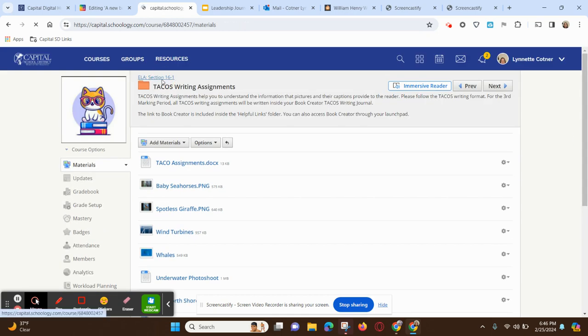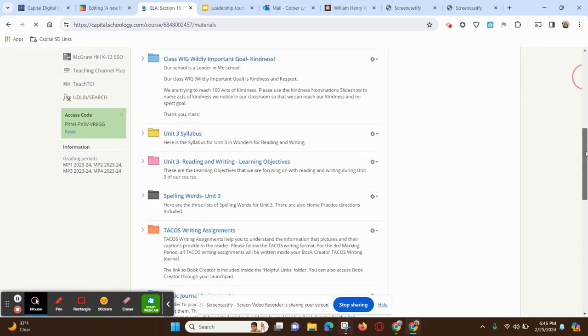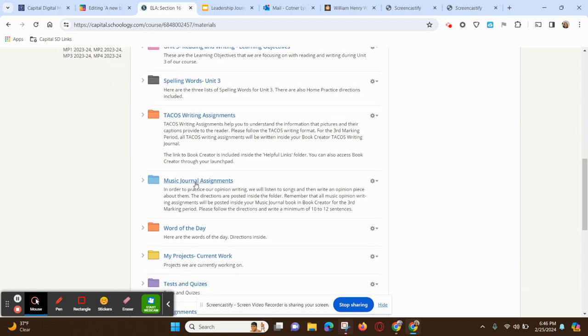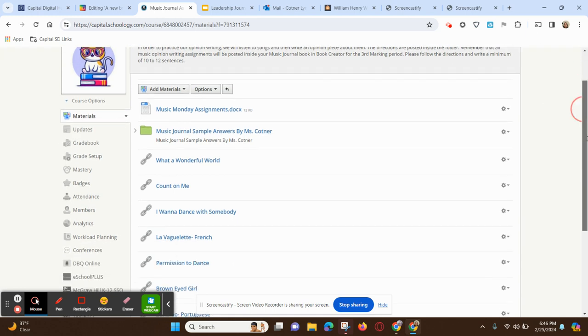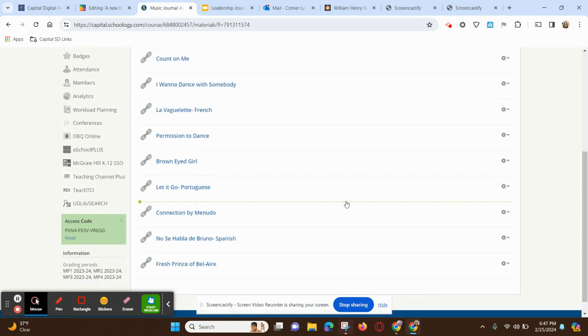And then the other big journal that they have is their music journal assignments. So we're practicing our opinion writing, and each week they will be given the song of the week, and then they need to write 10 to 12 sentences about the song. Do they love it? Do they hate it? Why? Who would they play it for? Who would they not play it for? Why? Support your opinion in an appropriate way.